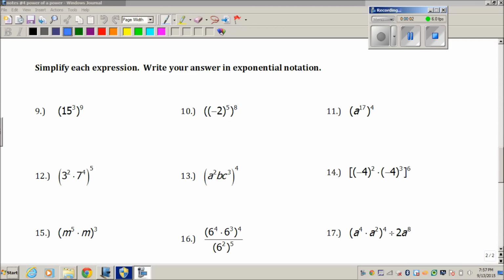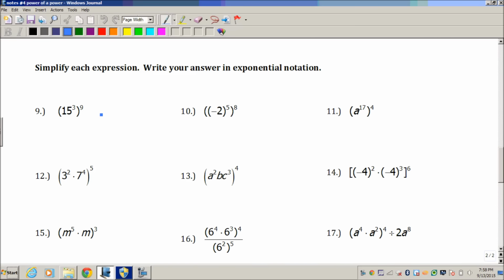Now that you've seen that if we're raising a power to a power, all we have to do is multiply the exponents, let's try some of these examples. So let's take a look at question number 9. We've got 15 raised to the 3rd power, and then all of that raised to the 9th. So all we have to do is multiply the exponents here, and we will have 15 raised to the 27th power. And that's simplified.